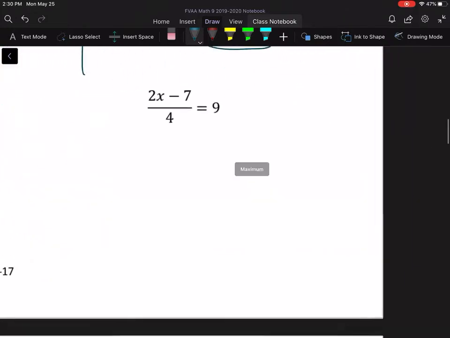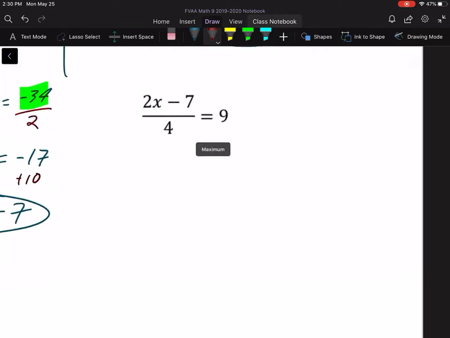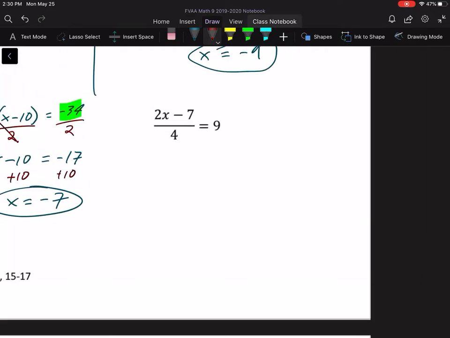All right, what about this one? There's no brackets here, right? Well, we talked about this a little bit two classes ago in our video. When you have a denominator like this, you can assume that there are brackets in both the numerator and the denominator. Now, when you're dividing a polynomial by a monomial, here you just want to multiply both sides by 4. So here I'm going to multiply 4 on both sides.